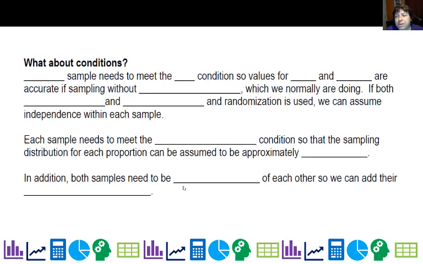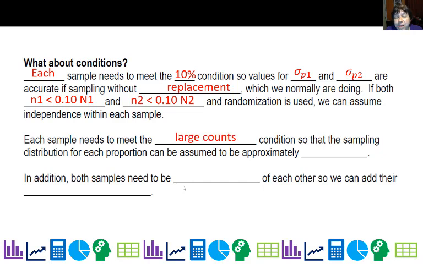So what about conditions when you're doing two samples? Each sample needs to meet the 10% condition, so values for the standard deviations are accurate if sampling without replacement, which is almost always. If N1 is less than 10% of the first population, and the second sample is less than 10% of the second population, and randomization is used, we can assume independence within each sample. Each sample also needs to meet the large counts condition so that the sampling distribution for each proportion can be assumed to be approximately normal. In addition, both samples need to be independent of each other so that we can add their variances.